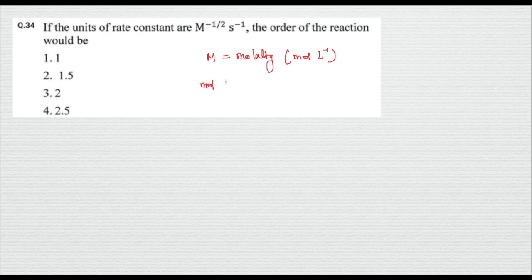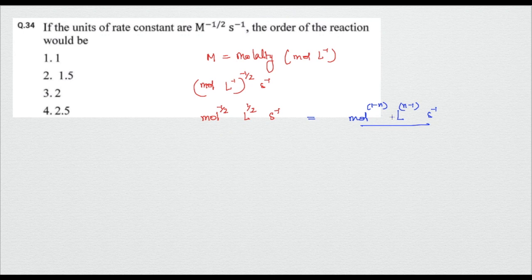So it is nothing but moles per liter whole to the power minus 1/2, and you also have second inverse. So overall you will get moles to the power 1/2, liters to the power 1/2, because we have to multiply both of them, the minus minus will get cancelled out, and second inverse. Now you should know that the general unit of the rate constant is mole to the power 1 minus n, liter to the power n minus 1, and second inverse. So that is the general unit for an nth order reaction.